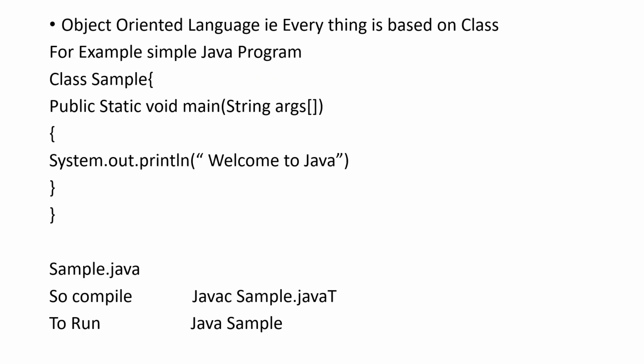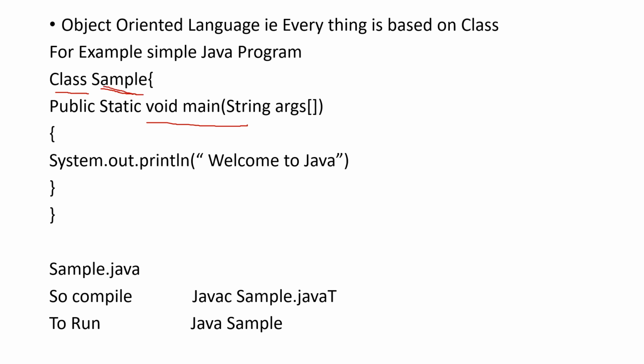A Java file can contain any number of classes. We have to find which class contains the void main function. In this program, we have only one class, and it contains the void main function. The class name is sample.